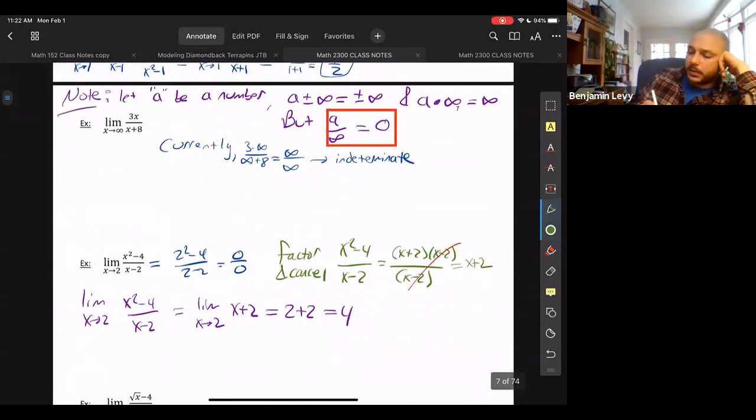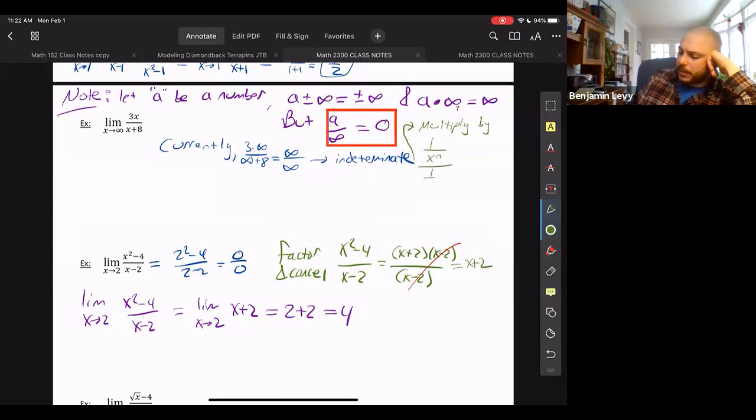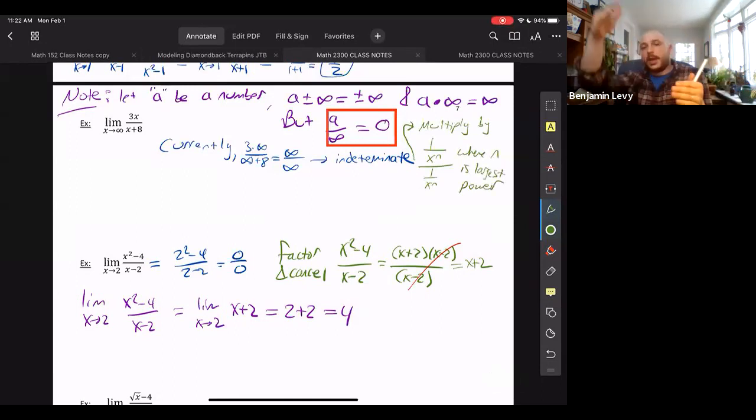Okay, so let me write that down. Because we have this indeterminate form, what we want to do is multiply by 1 over x to the n over 1 over x to the n, where n is the largest power in the problem. Because what's going to happen is it'll put all the x's in denominators, and we'll be able to cancel them out and make them 0 based on what we just said about numbers divided by infinity.